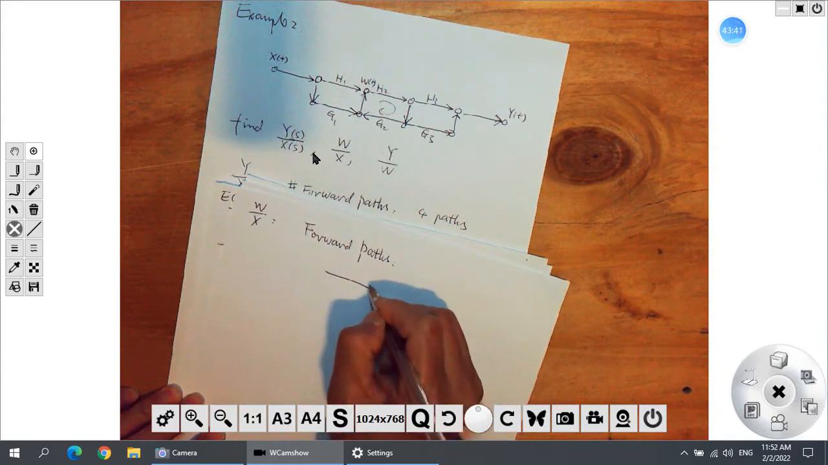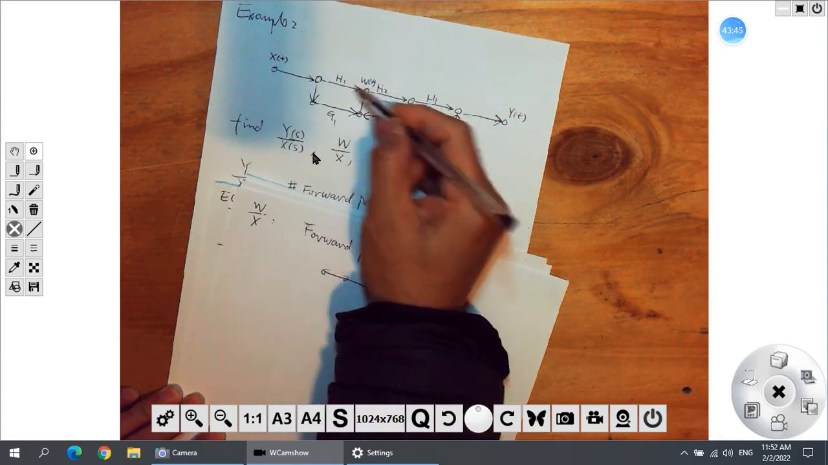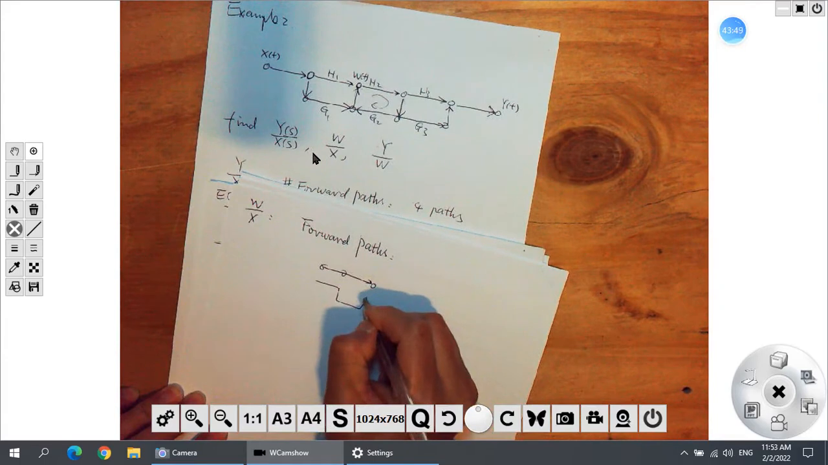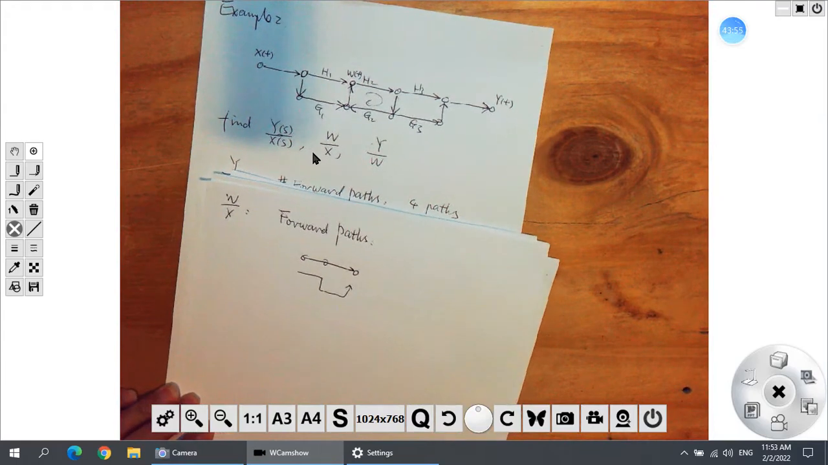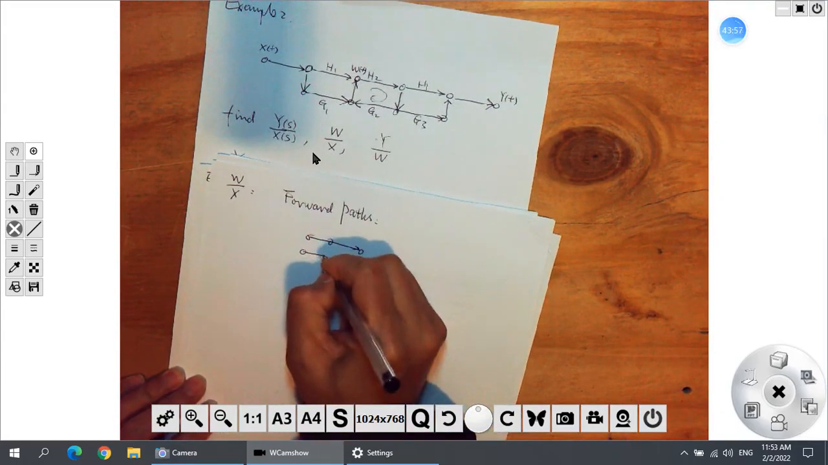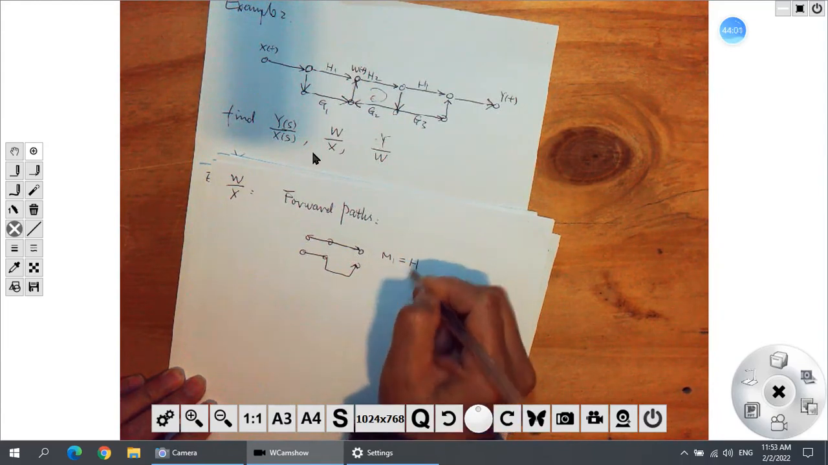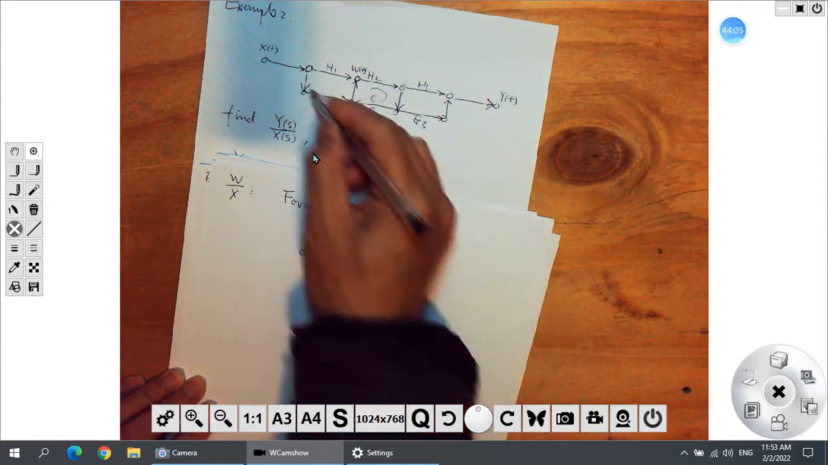Why is this? Just here. And this one is another one, right? Do we have 2? Any more? No more. Okay, so we have 2. This is M1 equal to just H1, and M2 equal to G1.